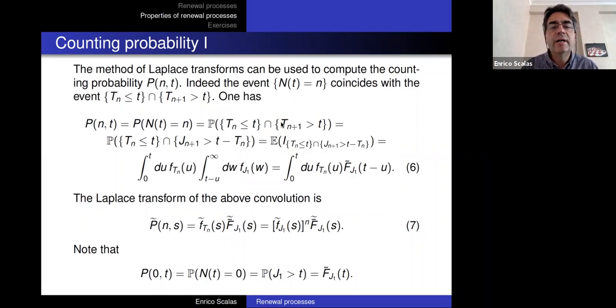And now here, I am just interested in letting Jn plus 1 appear, because Jn plus 1 is independent of the past. And Tn plus 1 is Tn plus Jn plus 1. And so this event here is equivalent to this event here.